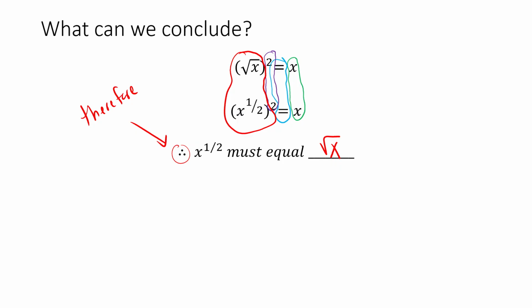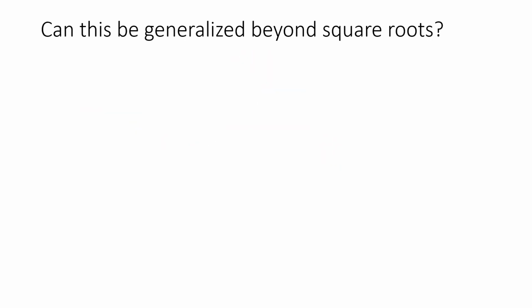So therefore, x to the 1/2 must be equal to the square root of x. And what we've done there is we've developed an argument or a rationale for what that fractional exponent means. That fractional exponent is the equivalent of a radical. Now, can this be generalized beyond square roots? So we start with square roots because that's the root or radical that we're most familiar with. We've done the most work with over the years. Can we generalize this to cube roots, fourth roots, maybe other kinds of exponents?